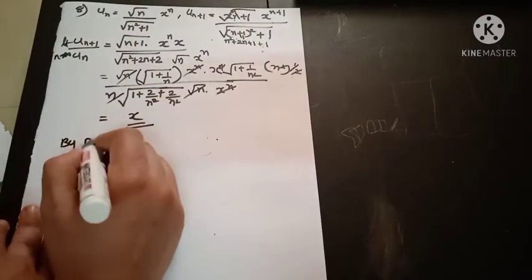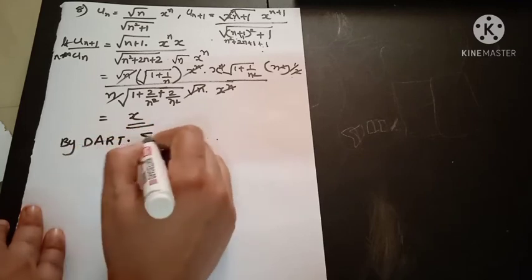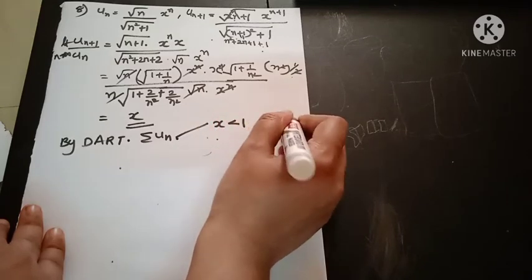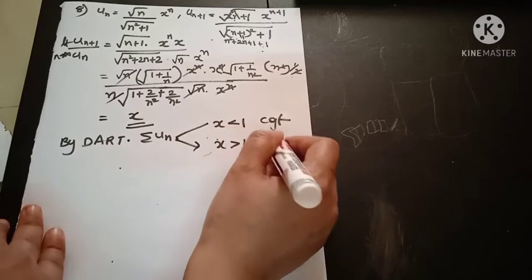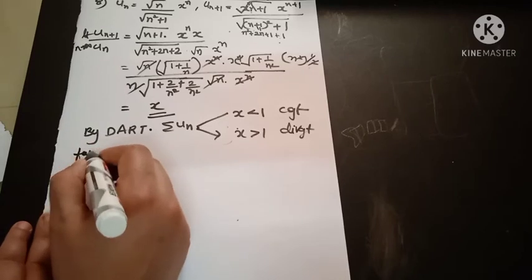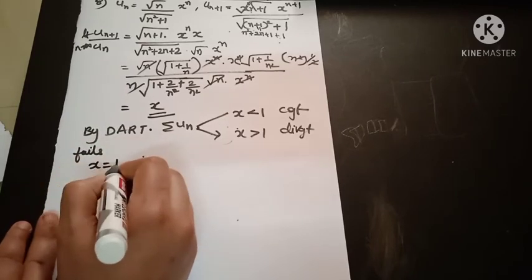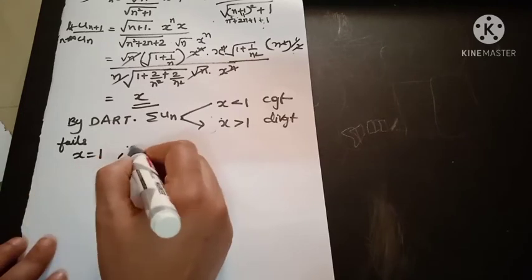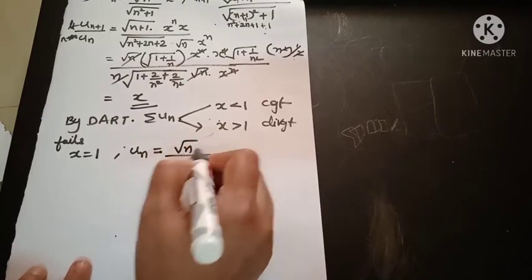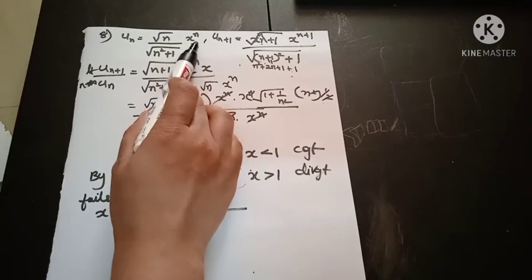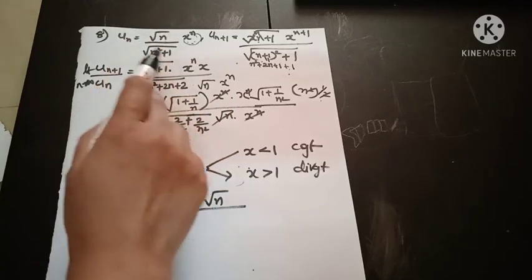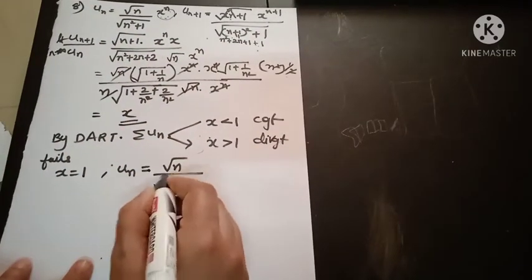Therefore, by D'Alembert's ratio test, the series u(n) is convergent if x is less than 1. If it's greater than 1, the series is divergent, and the test fails when x is equal to 1. In this case, when x is equal to 1, we'll see what happens to u(n). u(n) will be, with x equal to 1, 1 to the power of n is 1 itself, so u(n) will be root n upon root of (n square plus 1).